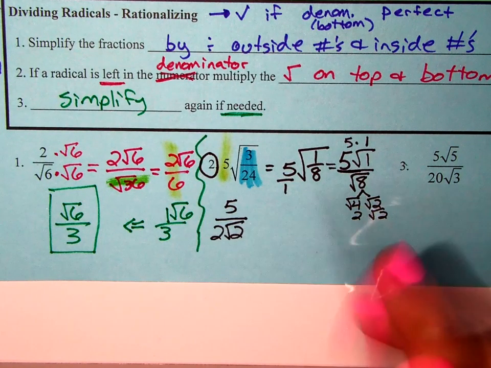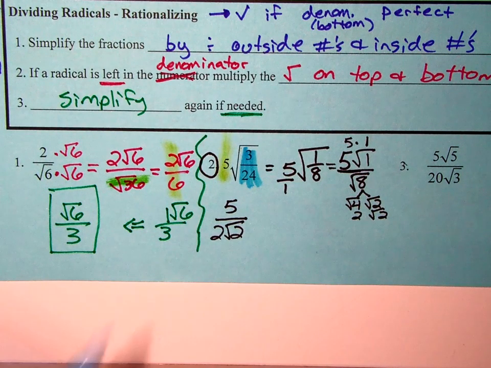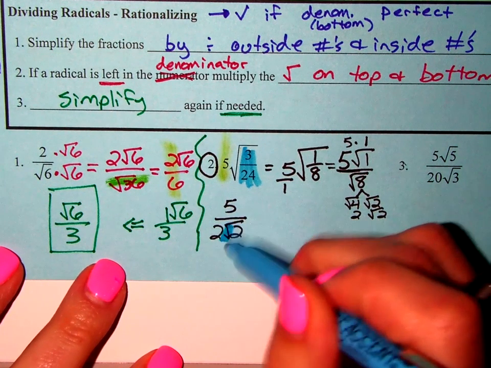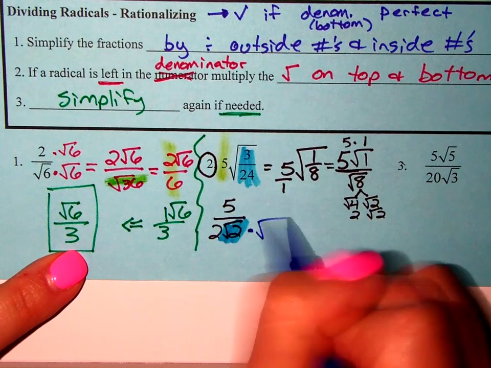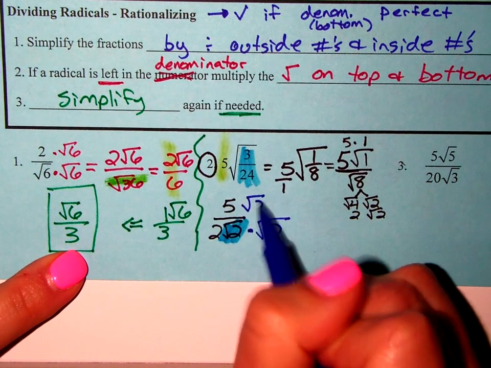Now the issue is I still have this radical in the denominator. You're not allowed to have that radical, but that's the only thing that's not allowed. So since that's the only thing that's not allowed, we clear it out by simply multiplying by just the thing we don't want, which is the square root of 2.